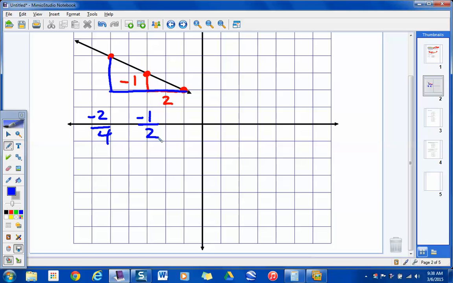If you simplified this, negative 2 over 4 would reduce to what? Won't 2 go into both of these numbers? How many times 2 into negative 2? How many times 2 into 4? 2. So when you get a slope, sometimes you might have to take that slope and do what with your fraction? When you get a slope, you might have to do what?